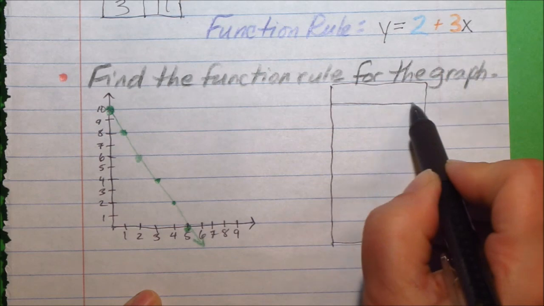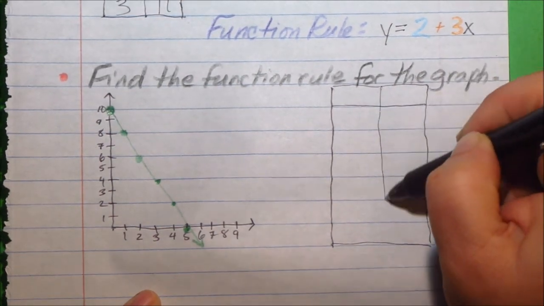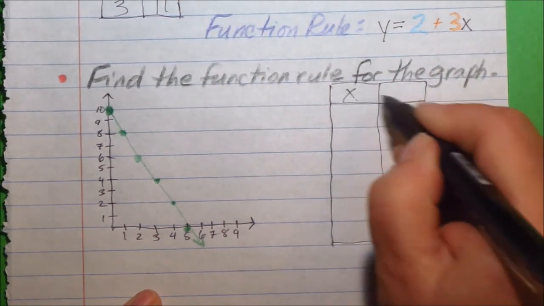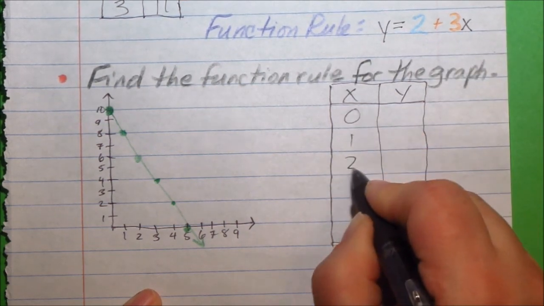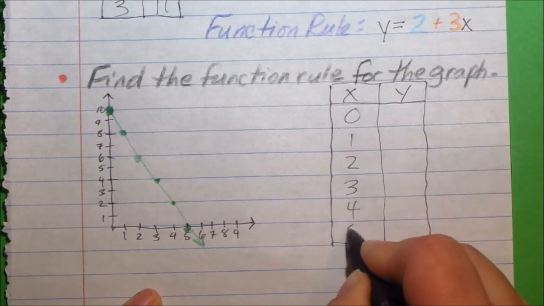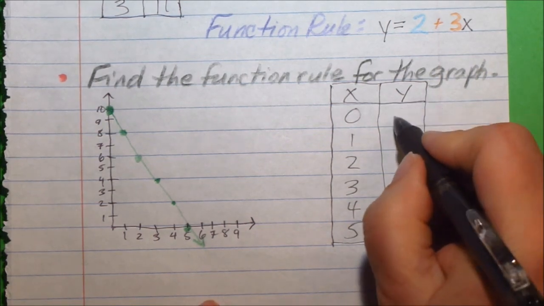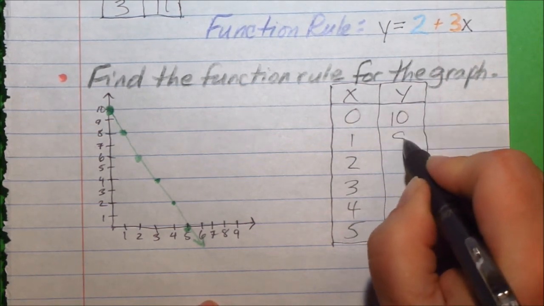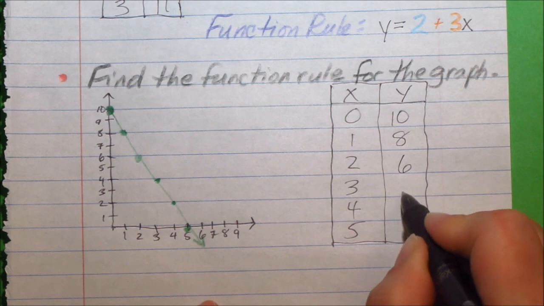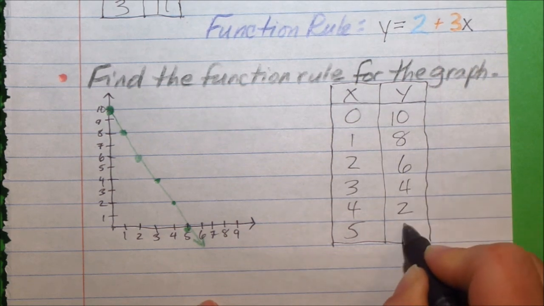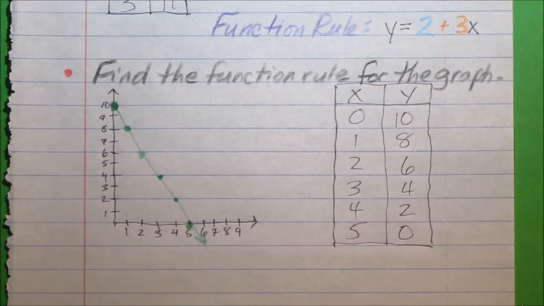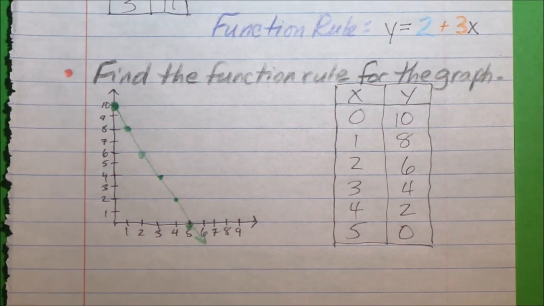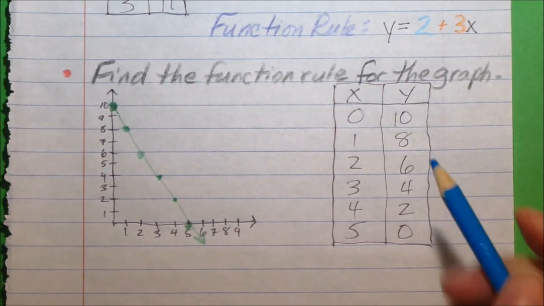And keep it very simple with just an X and a Y. We start 0, 1, 2, 3, 4, and 5. And our Y values are 10, 8, 6, 4, 2, and 0. And some of you might already be seeing the correlation happening here. I hope so. All right, so the first thing I have to do is find the start value.